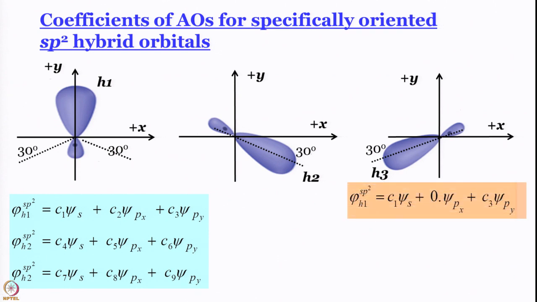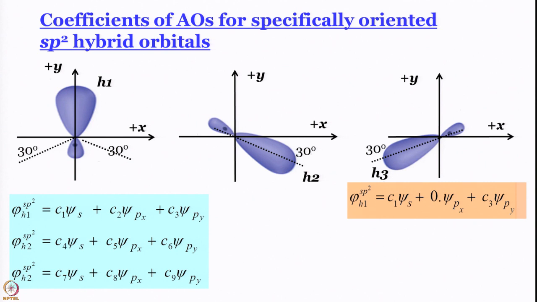I hope that is not difficult to understand. Now, let me try to write the coefficients one by one. So, we have written phi H1 sp2 to be, we have retained C1 from here, C1 psi s plus, as we had said earlier, there is no contribution from px here because the orbital is aligned with H1. Is there a contribution from psi s? Definitely, otherwise the shape will not change, right. So, no contribution from px and a contribution from C3. So, one s orbital and one p orbital are contributing. Does that make it an sp orbital? No, it does not. It is still an sp2 orbital. Please hold on to this thought and we will come back to it.